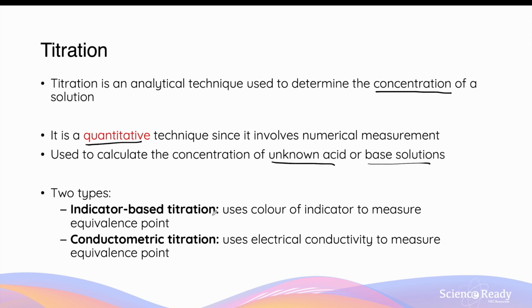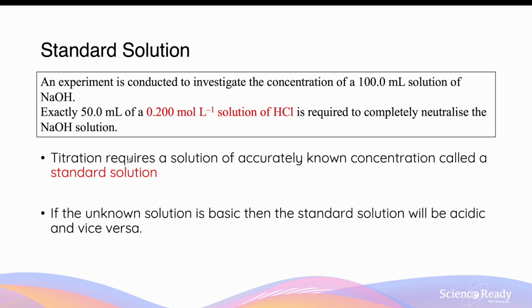There are 2 types of titration: an indicator-based titration, which will be the focus of this video, and a conductometric titration method, which will be discussed in a separate video. Titration requires a solution of accurately known concentration to start with. In the example we discussed, we require a hydrochloric acid solution of exactly 0.2 mol per liter.